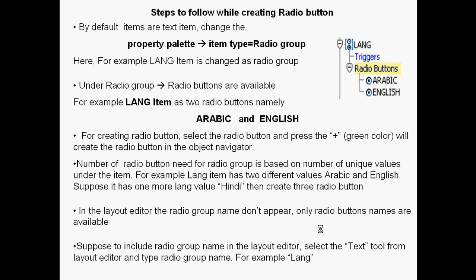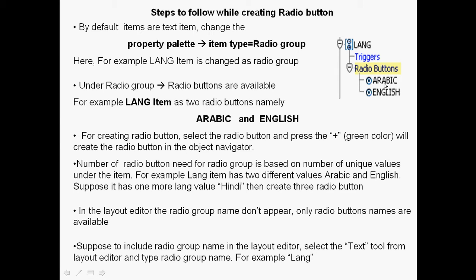While creating a radio button, first we want to change the item from text item to radio group. Under the radio group, we should create radio buttons. Here I am changing language, as language is a radio item, I am changing it to a radio group. I have two radio buttons.